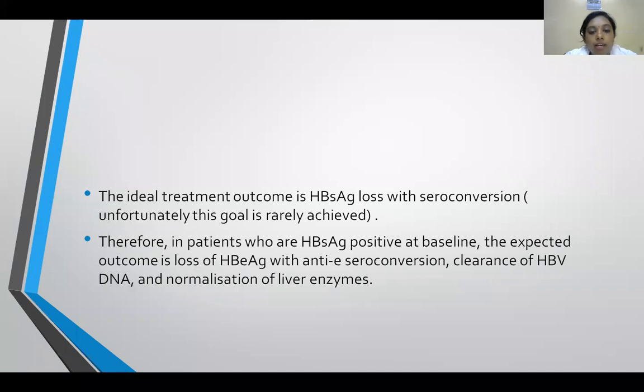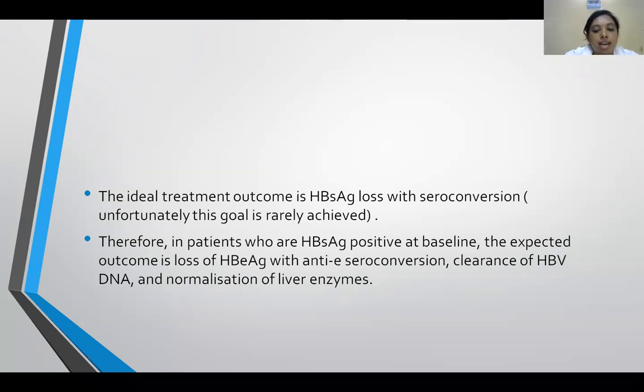The ideal treatment goal is HBs antigen loss with seroconversion. This is the main goal. What is the main goal? We have to decrease the viral replication, that is, loss of HBs antigen with seroconversion. But this goal is rarely achieved. Drugs have been created and discovered, but the goal is never achieved. At least the viral replication is decreased to a certain amount.